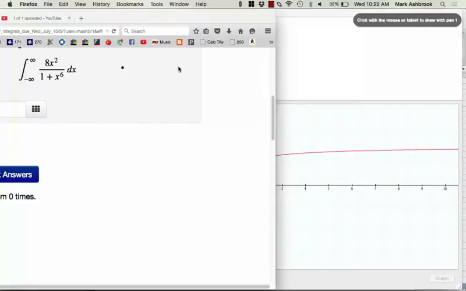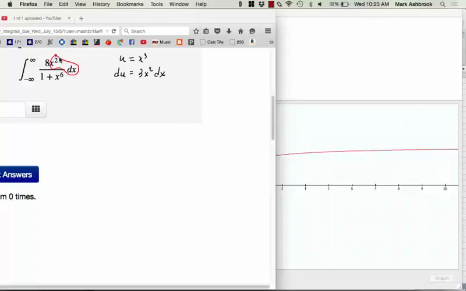So we're going to let u equal x cubed, and then du would be 3x squared dx. And so rather than solving out for dx and plugging u into this, I noticed that here, look what I have here, x squared dx. And what do I have here? x squared dx. So what does x squared dx equal?